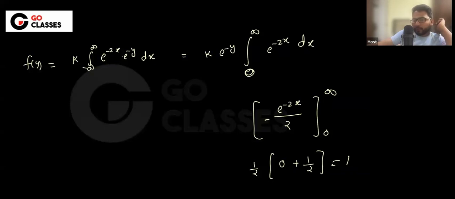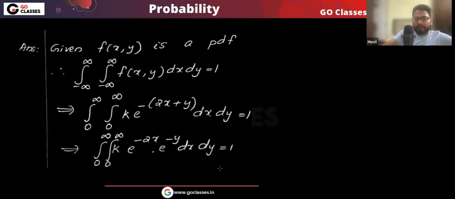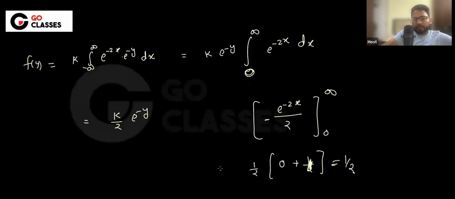No, 1 by 2 I have taken already outside. So if you put 0, then e power 0 is just 1. So I think it will be just 1 by 2. So it will be k by 2 e power minus y. So what is the value of k? The k value is 2 basically.